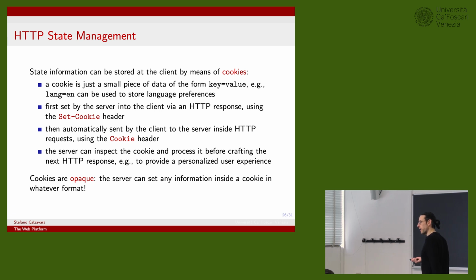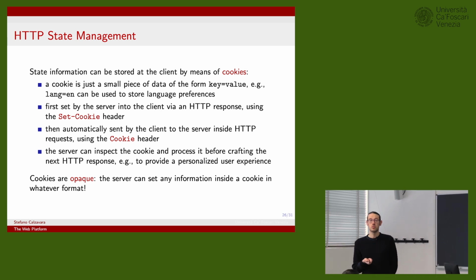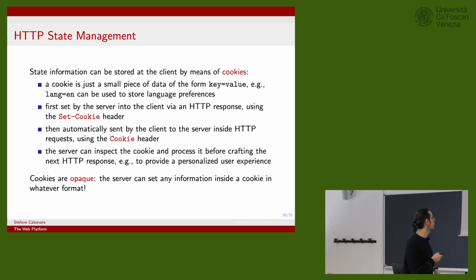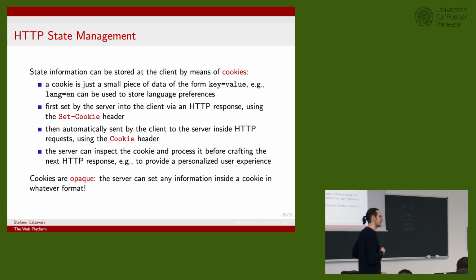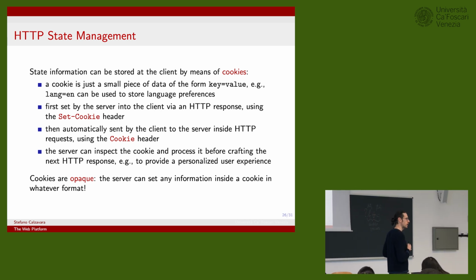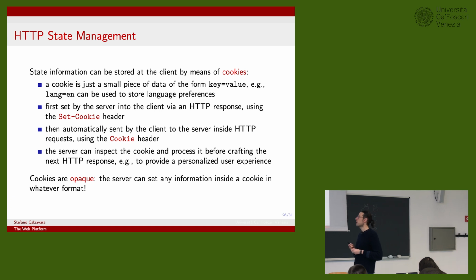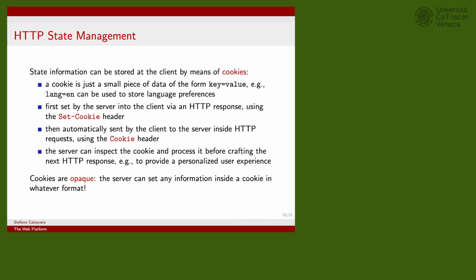They have a bad name, but actually the concept of cookie is quite neutral, because a cookie is just a piece of data, which follows the key value format. So a cookie has a name, which is the key, and a value, and you can put whatever you like into the value. So for example, here we have a cookie, which is called lang, and as value en, which indicates that the user of the system speaks the English language. So we want to interact with the server using the English language.